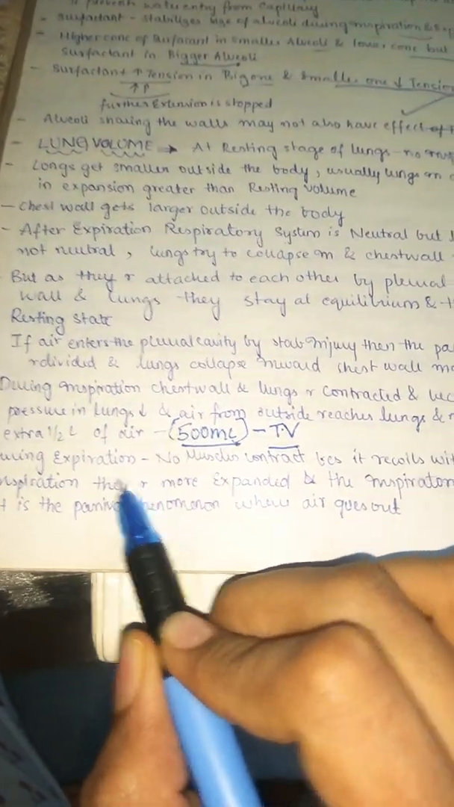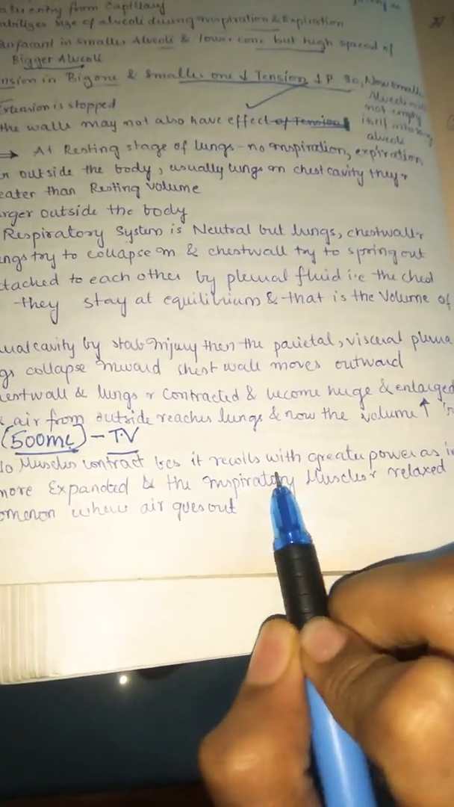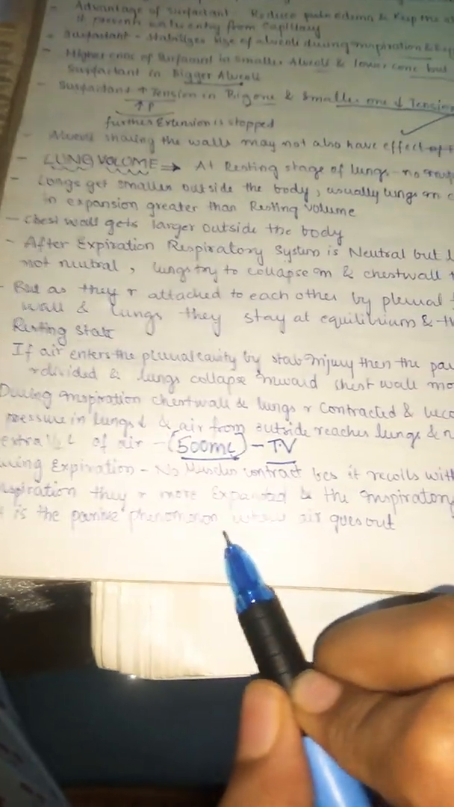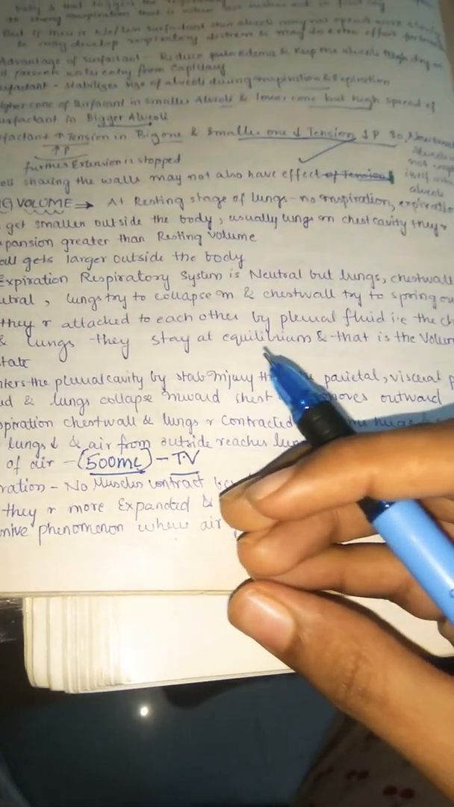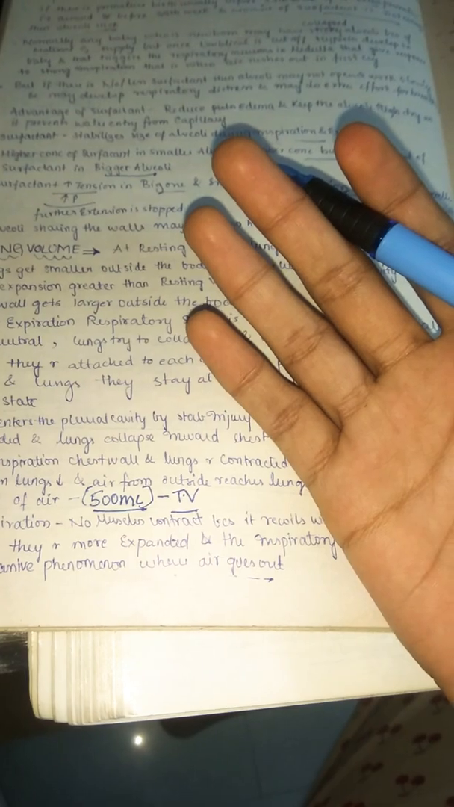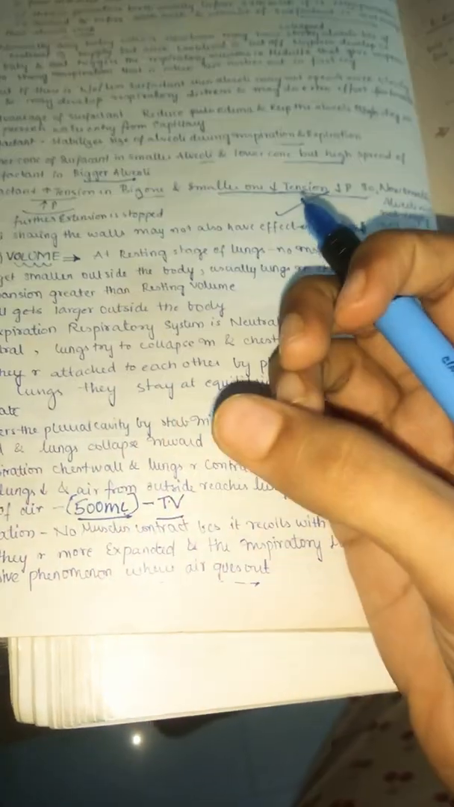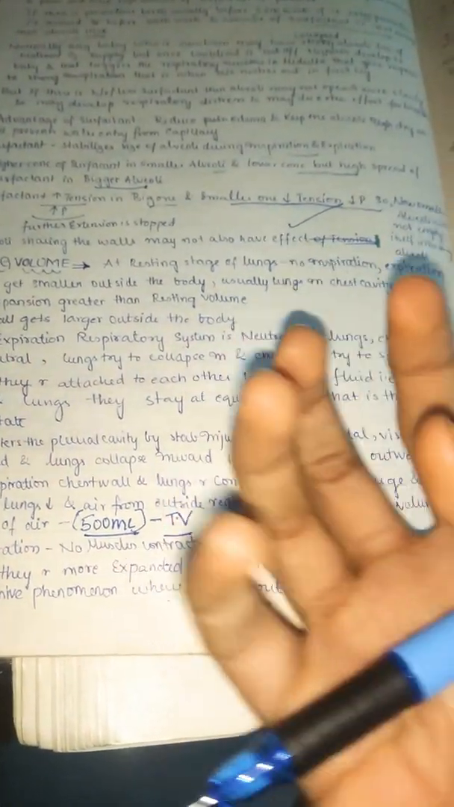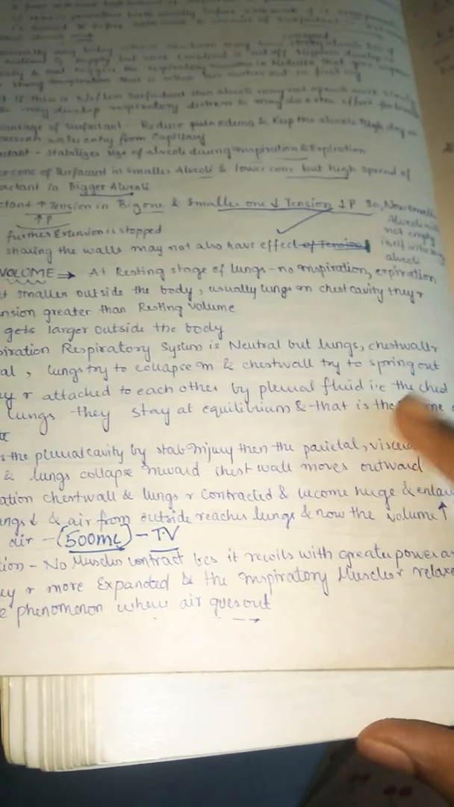During expiration, no muscle contracts, because the lungs recoil with greater power, as in inspiration they were more expanded and the inspiratory muscles are now relaxed. So it is a passive phenomenon when air goes out. In passive breathing, for inspiration you need some inspiratory muscle, especially the diaphragm, but for expiration you don't need any muscle, because the lungs are like a rubber band and recoil themselves to go back to their normal position. So this is about normal passive respiration.